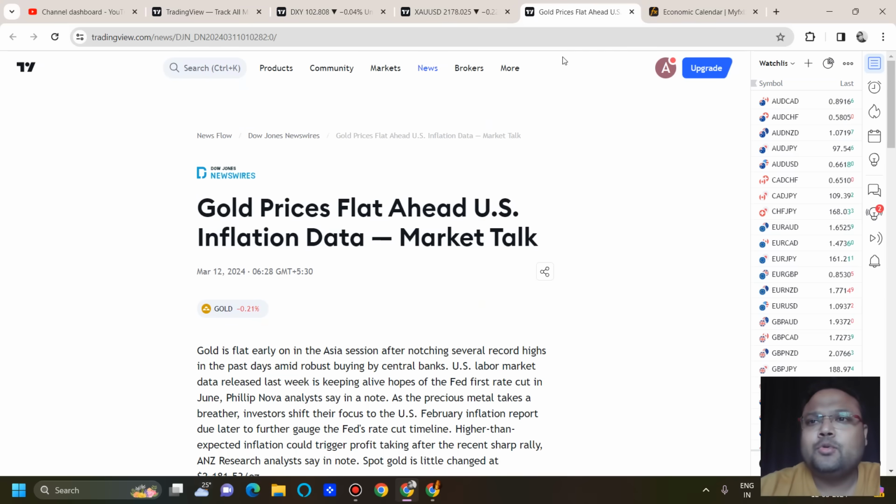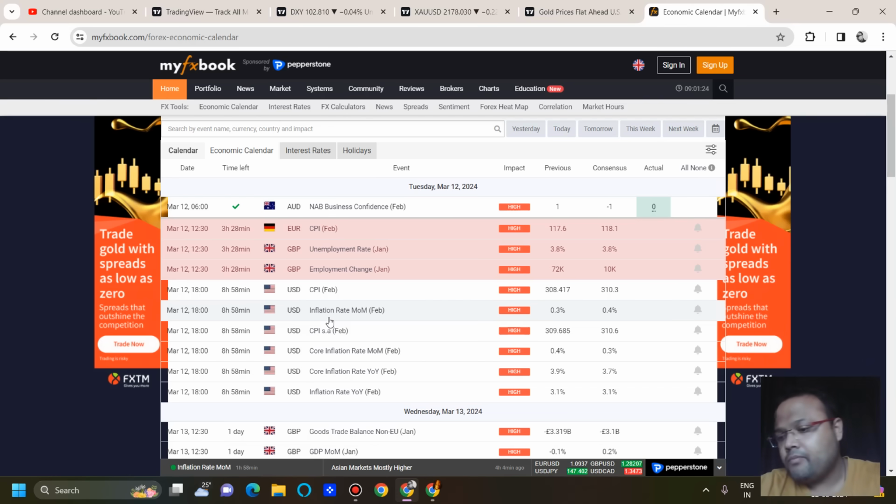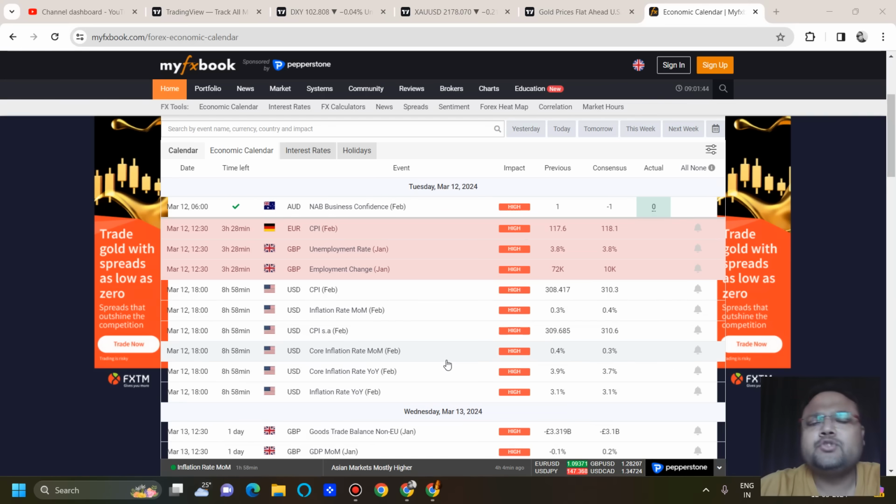So the market is mostly waiting for today's CPI or inflation report. Please be careful at the time of news. The market will be volatile again. If the market fails to meet the expectations, then it may show some bearishness on gold, because if the market fails to meet the expectations, then we may see DXY going up.